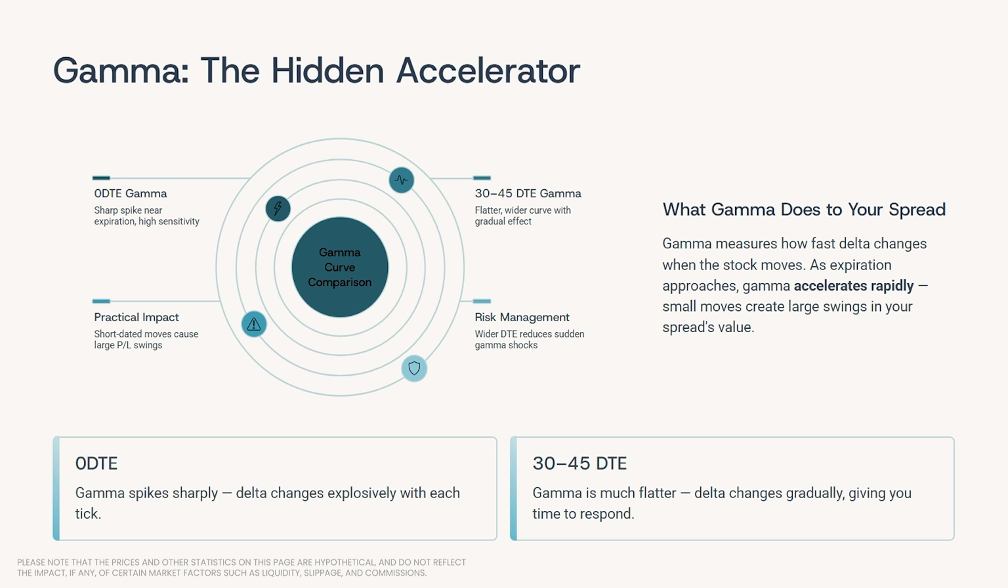With 0 DTE, you're going to have sharp spikes right near expiration. It's very highly sensitive to market moves. As you go further out in time, gamma becomes lower. The market move isn't going to be as dramatic onto your P&L as it is on a 0 DTE.